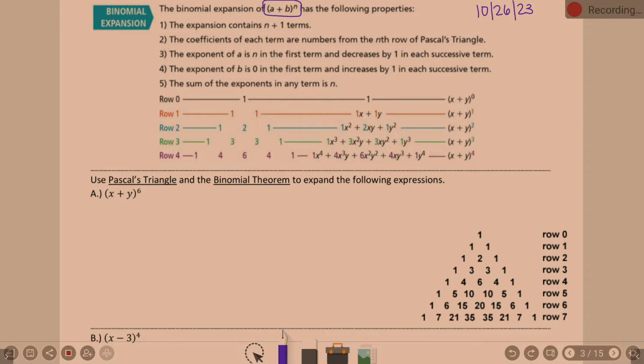Now, I can explain this all I want, but until I do an example, it's not going to click with me. So let's just jump into our example. x plus y to the 6th. This is power 6. So what row of Pascal's triangle are we using? We're going to use row 6. So because it's row 6, I'm going to take this row right here: 1, 6, 15, 20, 15, 6, 1.